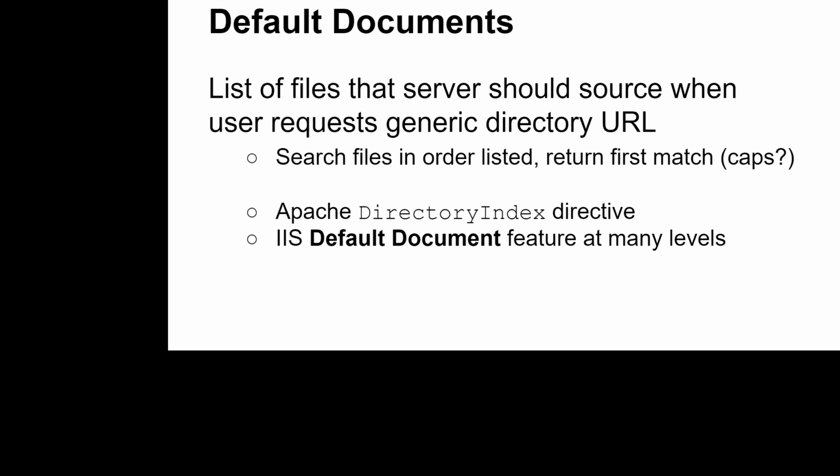Last week, we talked a little bit about default documents. Remember, when you request a generic URL, the default document is the list of files the web server should search for to return to the client in case of a generic URL request. In each of Apache and IIS, there's the DirectoryIndex directive in Apache that lists the files, not in alphabetical order, but in the order that you want to search in.